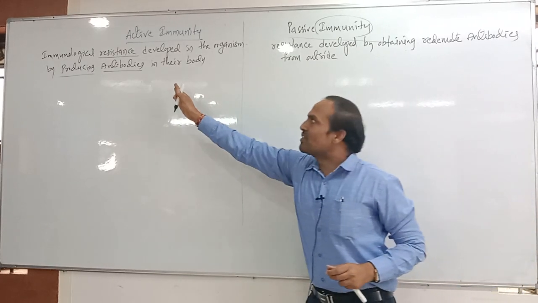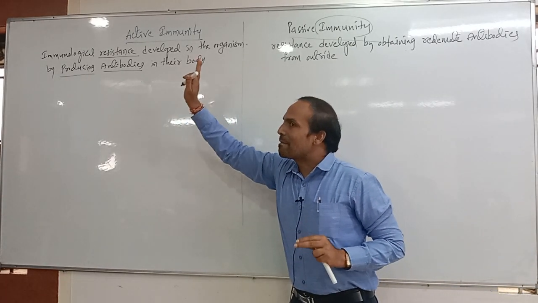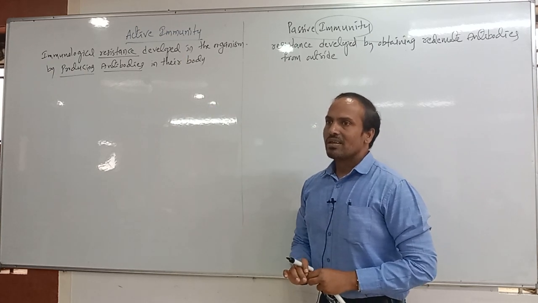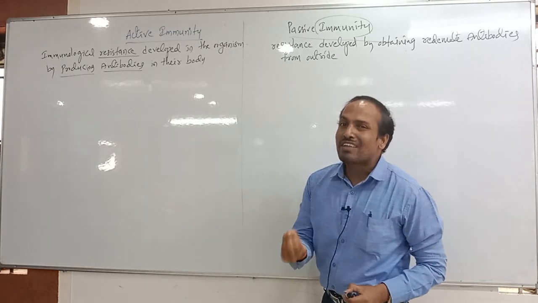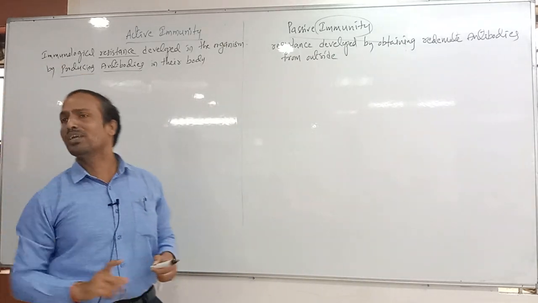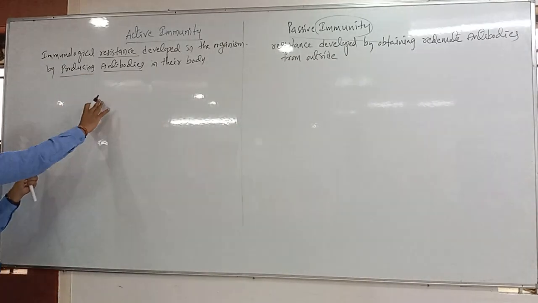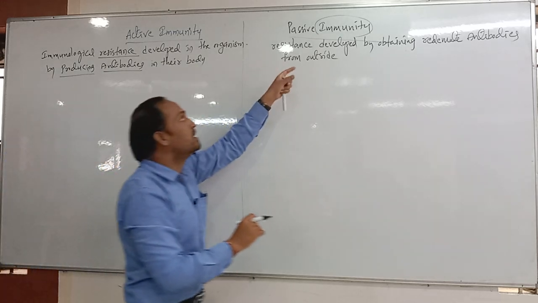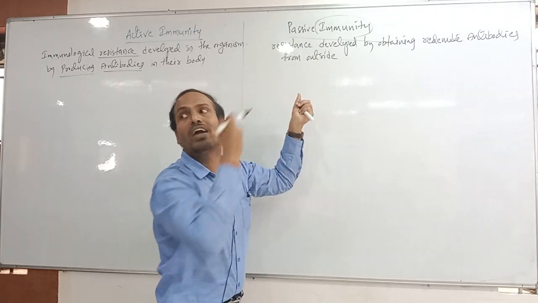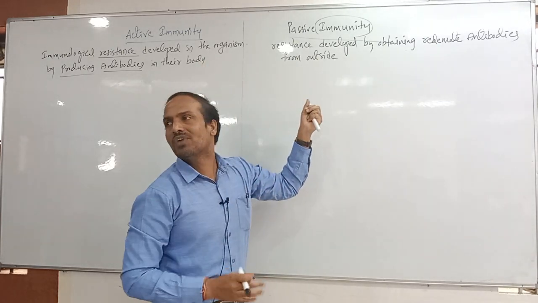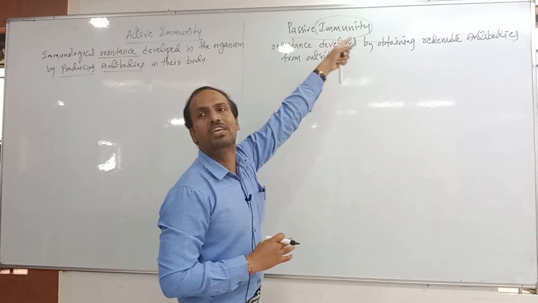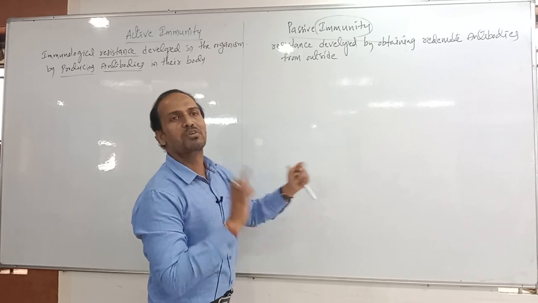Note here, naturally antibodies are developed in our body. That's why we are getting the immunity power. Understood? But when are antibodies naturally developed in our body? When our body is encountered with a pathogen. But in passive immunity also we are getting the resistant power, but we are obtaining the antibodies ready-made from outside. By taking the ready-made antibodies, if you get the immunity power, that is called passive immunity.